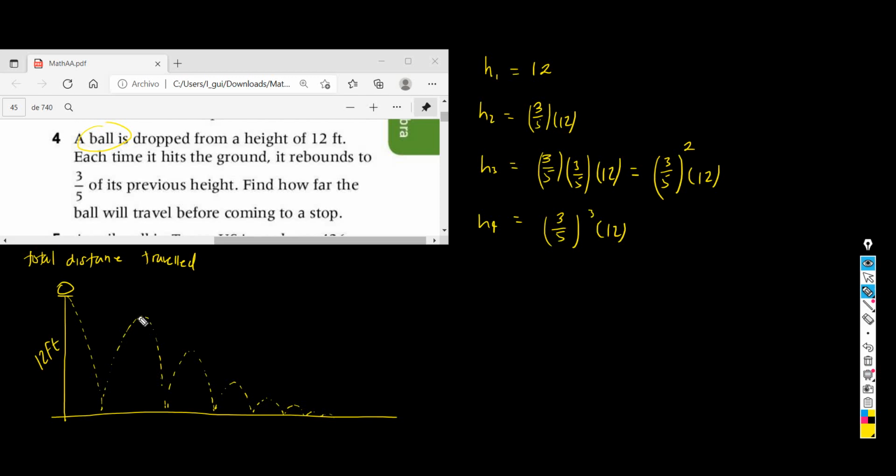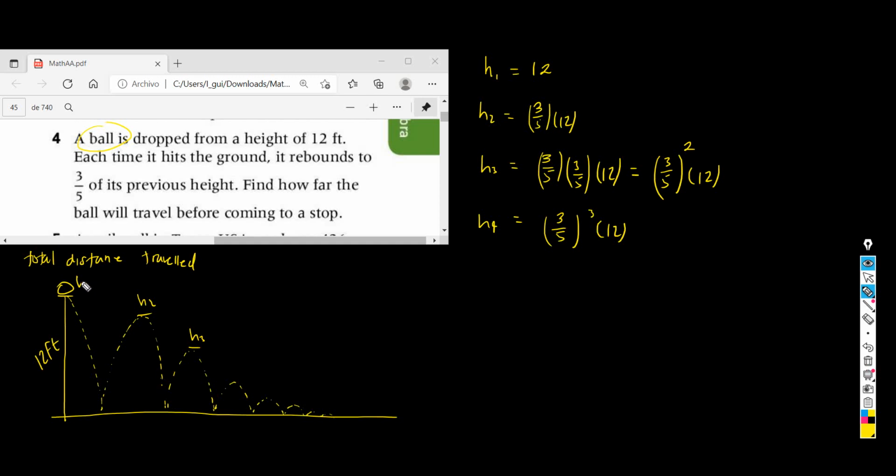So this height is the height 2. This is the height 1. This is the height 2. This is the height 3, and so on. So basically, what we need to add is this. We need to add the height 1 plus 2 times the height 2, because you need to take into consideration when the ball is going up, that's one height 2, and when the ball goes down, that's another height 2. So you need to sum these twice, and these twice, and these twice, and these twice, and so on. You see what I mean?